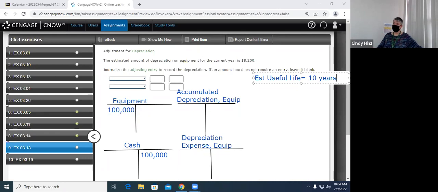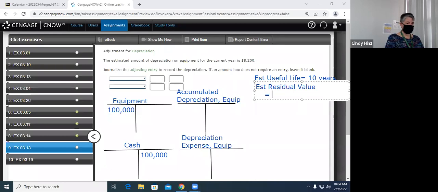Totally making this up, okay? It's not in the exercise anywhere. I'm just putting numbers on it so you can see what's happening. At the time we acquire that equipment, we have to estimate how long we think we're going to use it. We also have to estimate how much we think it's going to be worth when we're done using it. We have to estimate how much it's going to be worth when we're done.